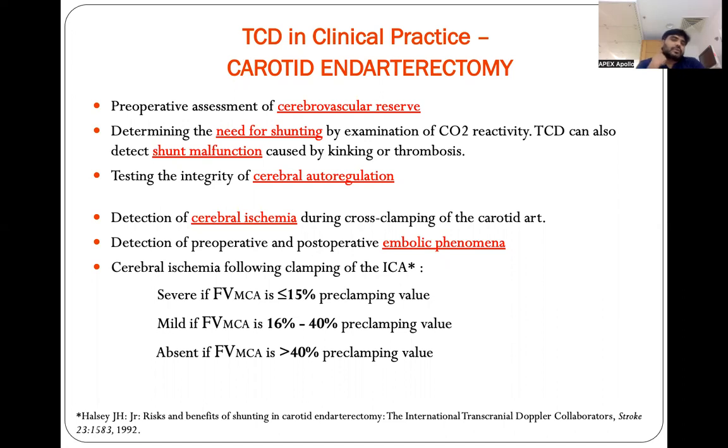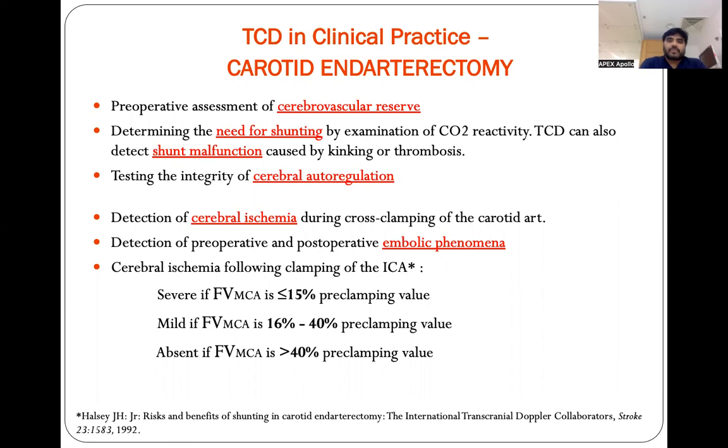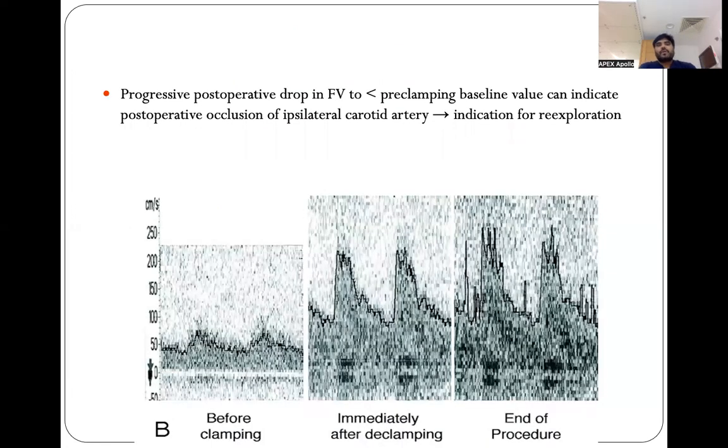If during pre-clamping, the flow velocity is more than 40%, that means there is no ischemia. If it is less than 15%, the patient will have severe cerebral ischemia. You can see the figure shows before clamping and after clamping. Before clamping, the flow velocity decreases; after the end of the procedure, the flow velocity increases. That means the procedure is successful.